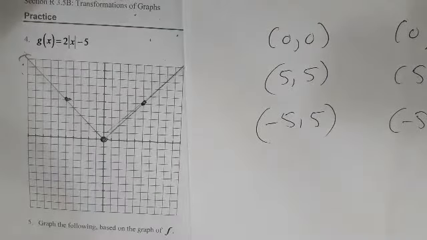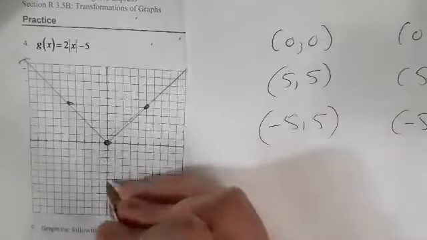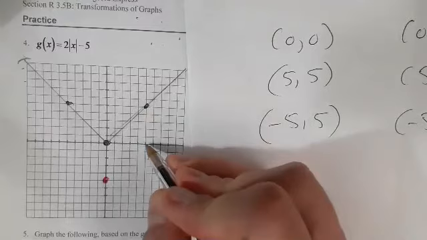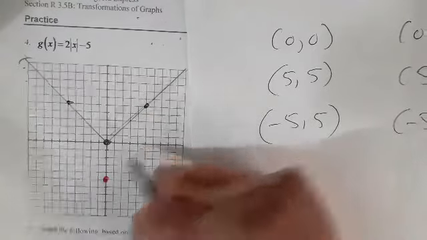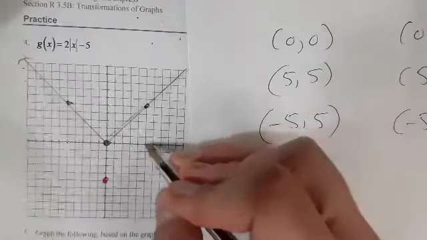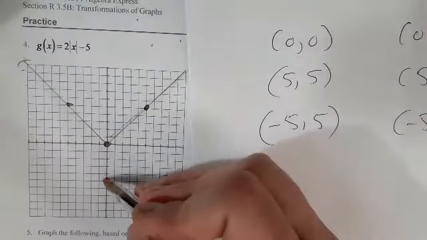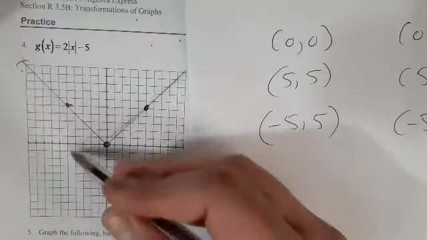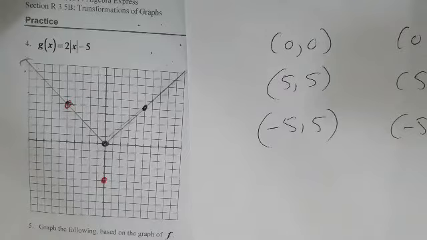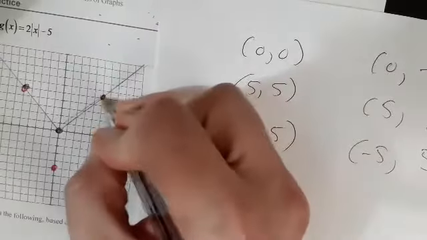So I think I need to draw this. Let's draw this one in red. 0, minus 1, 2, 3, 4, 5. (0, -5). I got to go (5, 5), (-5, 5). Ooh, that's not changing the point at all, is it? Just recognize that. Okay.